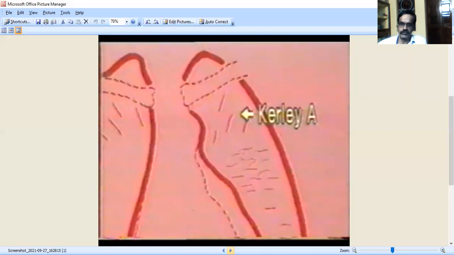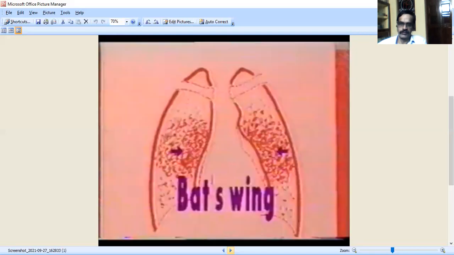So Kerley B lines, the parallel lines in the base of the lungs, due to lymphatic edema, isn't it? Kerley A lines, parallel lines in the apex of the lungs towards the center, due to lymphatic edema. Kerley C lines in the center, small parallel lines are there. So there is a bat wing appearance on both sides. There will be fluid infiltration, seen as a bat's wing or butterfly.